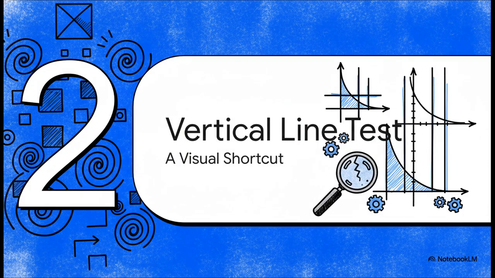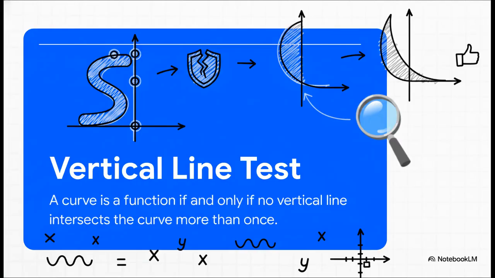Section 2. The vertical line test. Now, there is a really elegant visual shortcut to spot these broken machines without needing to do any heavy algebra. It's called the vertical line test. The rule is simple. If you drop a straight vertical line anywhere through a graph and it hits the curve more than once, that machine is officially broken.